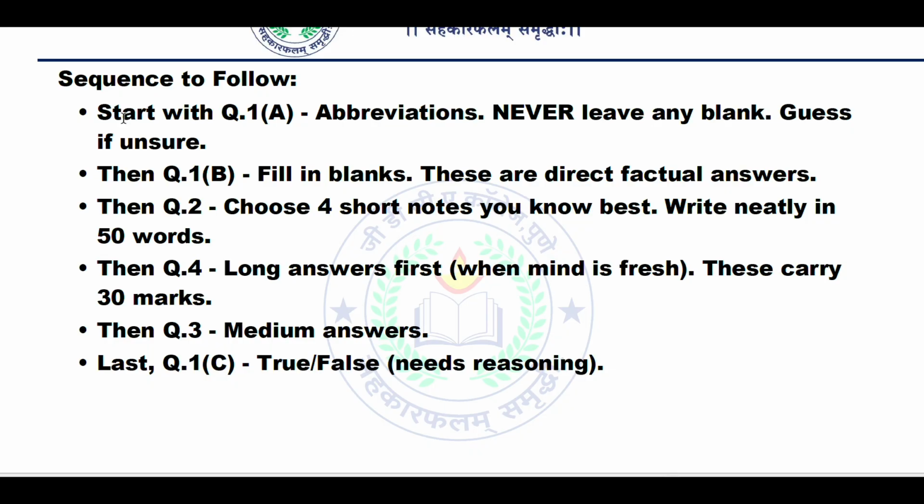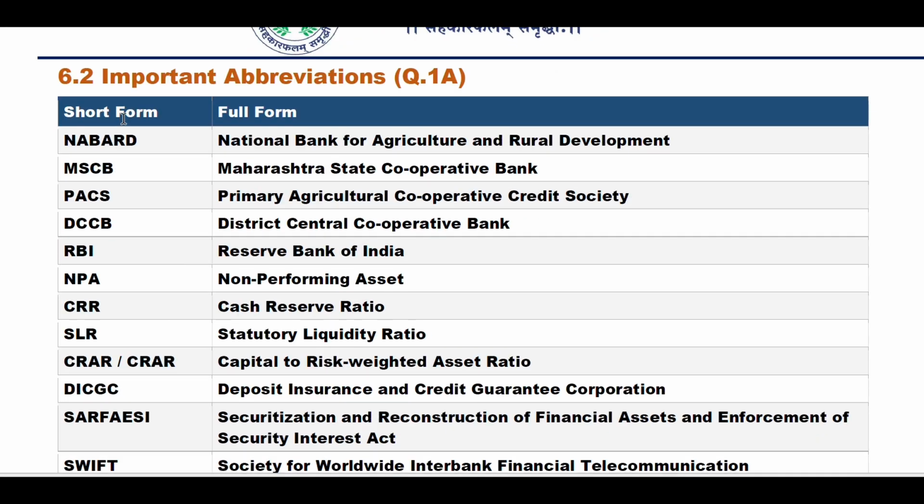But make sure that you start your paper with question number 1 at any cost. Write question number 1, then let's say question number 2 as your best, then question number 4, and last you can write question 1B, 1C, likewise. So it is up to you. If you understood the sequence very well, you can write accordingly.